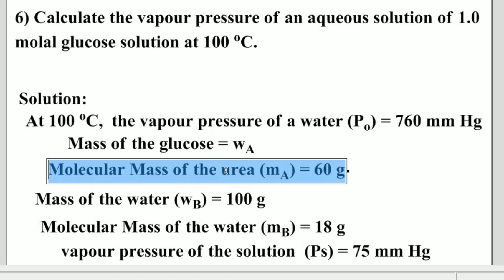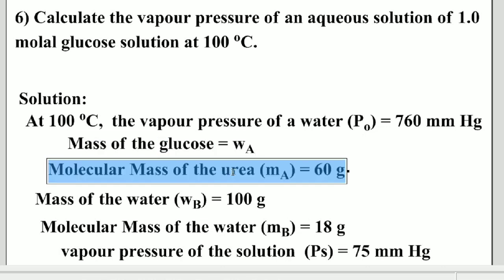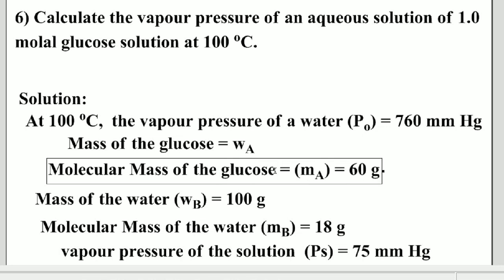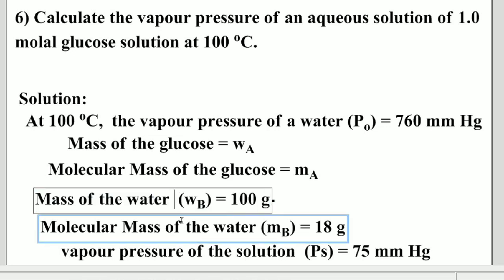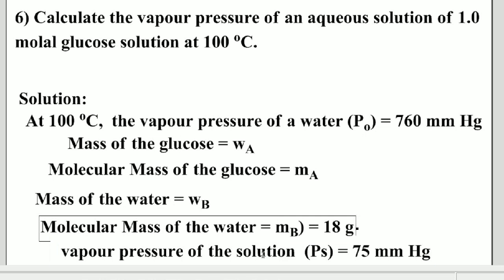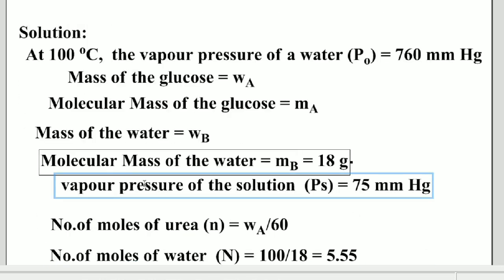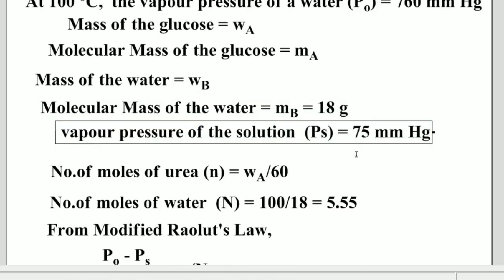And the molecular mass of the glucose, students, we know the molecular mass of the glucose as MA. The mass of the water is WB, and the molecular mass of the water is MB, that is nothing but 18 grams. So students, we should find the vapor pressure of the resulting aqueous solution.